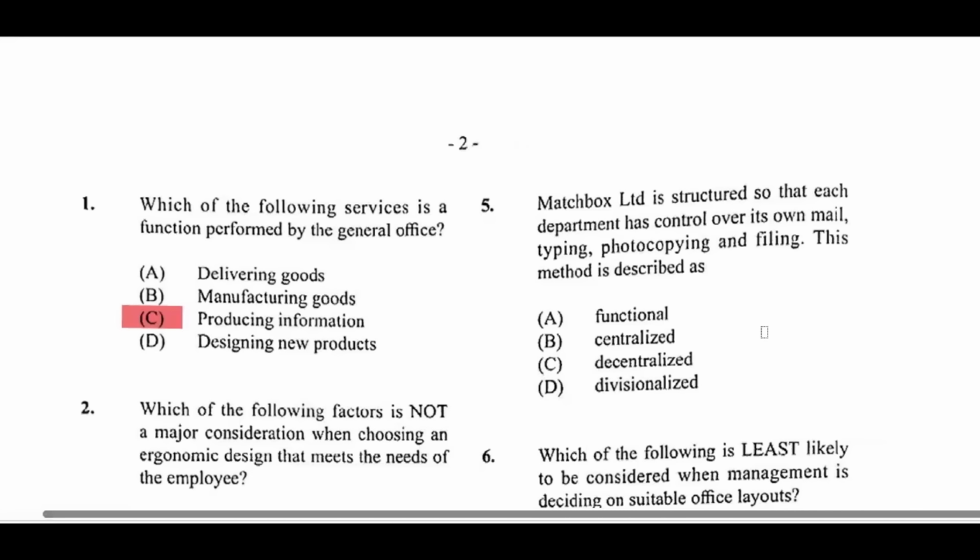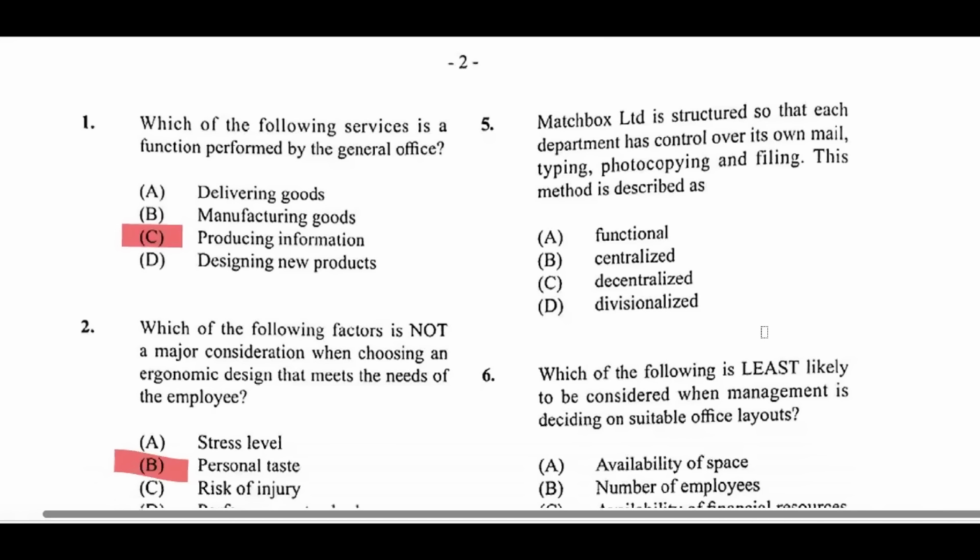Matchbox Limited is structured so that each department has control over its own mail, typing, photocopying, and filing. This method is described as decentralized. Decentralization is when they have control of their own items. Centralization is when they have to share it.